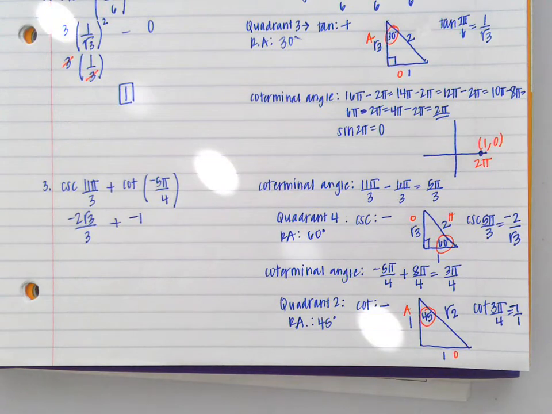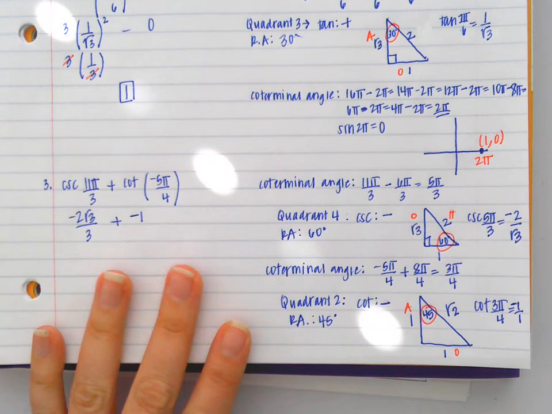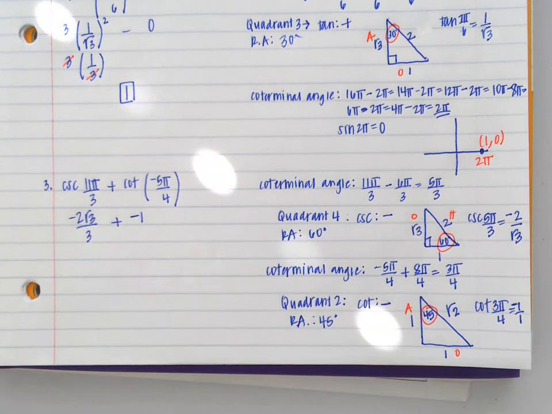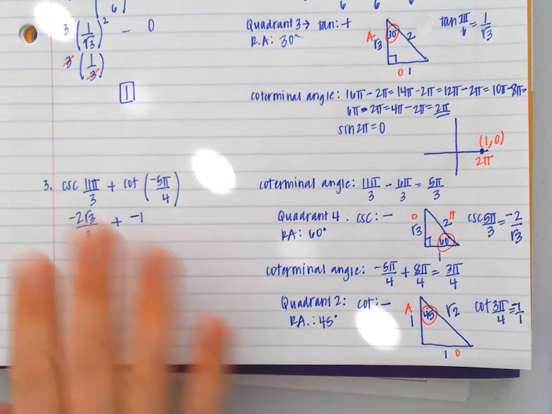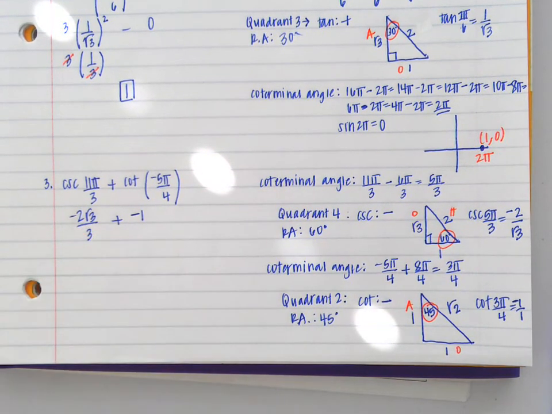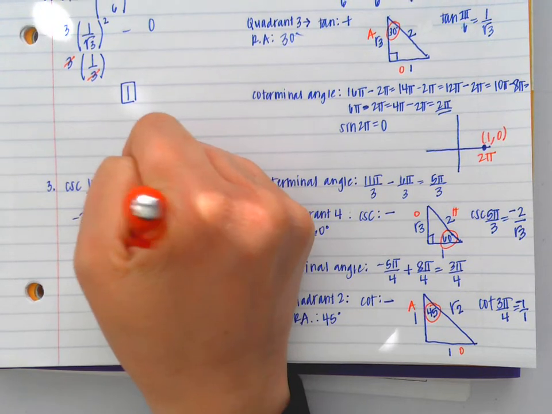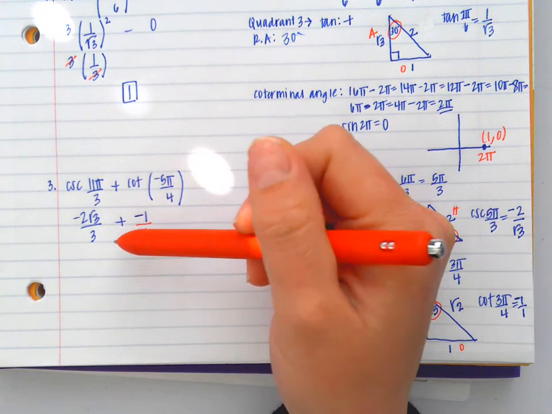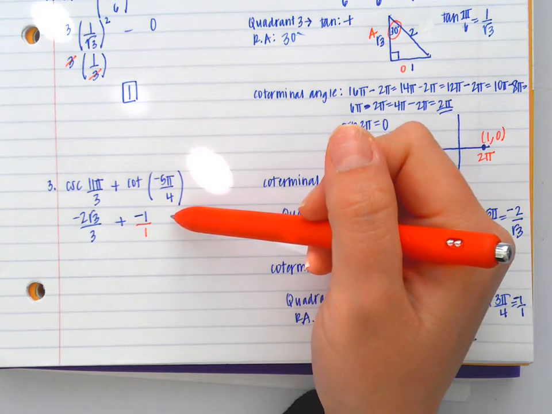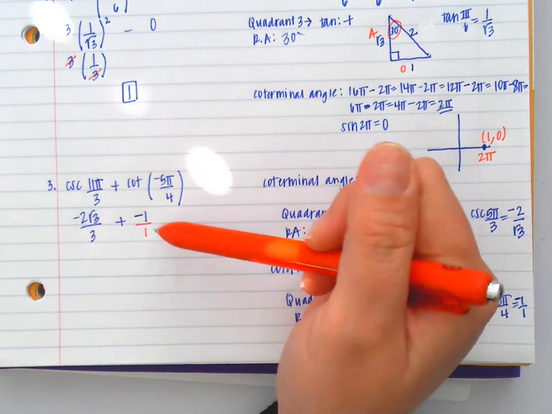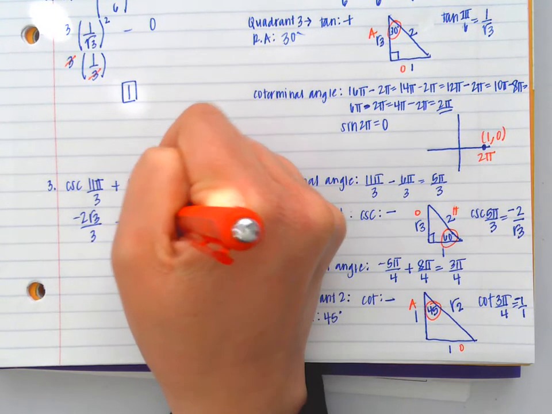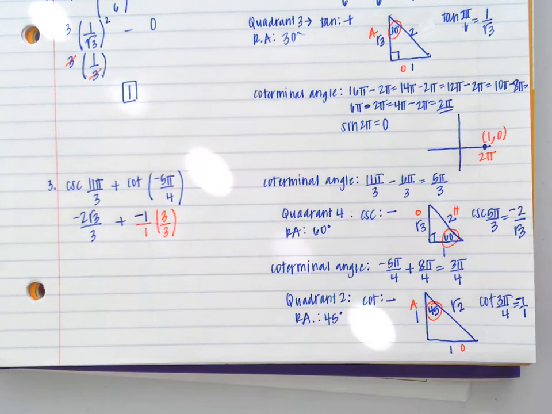Okay. So with these, and when you guys get an answer like this, what I want you guys to do is not write it like this. I want you guys to write it as one fraction. So what I would do is go, okay, so this needs to have a denominator, and then to combine them, we need to have a common denominator. So my common denominator between 3 and 1 is 3. Multiply top and bottom by 3.